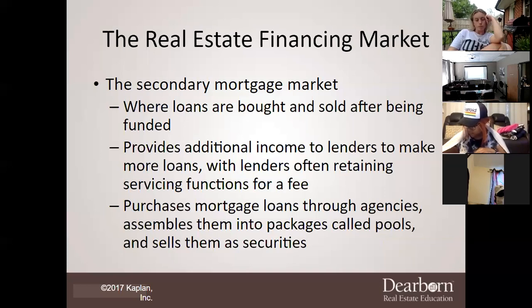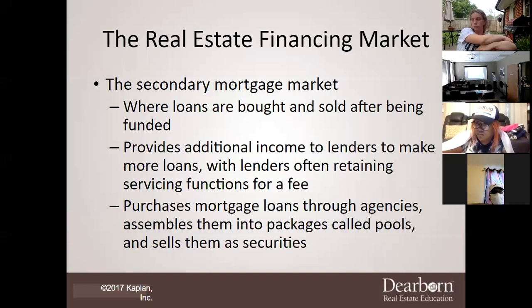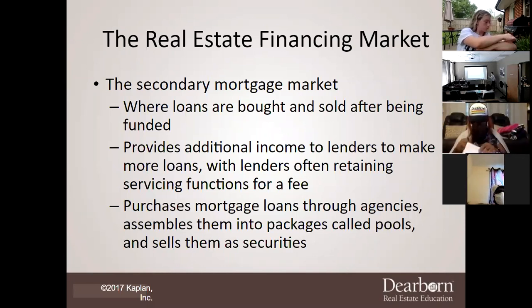It provides additional income to lenders to make more loans, with lenders often retaining servicing functions for a fee. So they can charge a fee even if you buy the loan from them. It gives them more money to then turn around and make more loans. It purchases mortgage loans through agencies, assembles them into packages called pools, and sells them as securities. So primary is where we get our mortgages, and secondary is where lenders and everyone else are basically rotating and buying them.